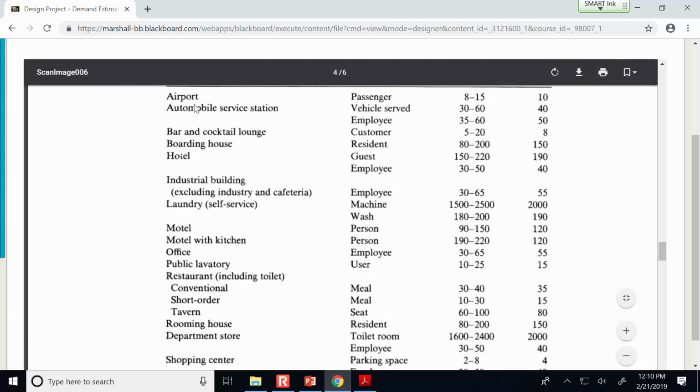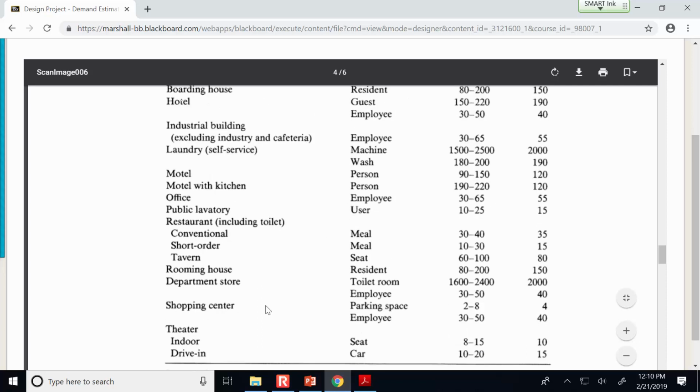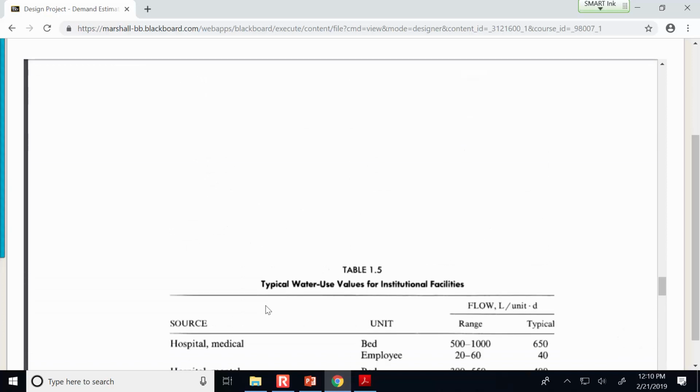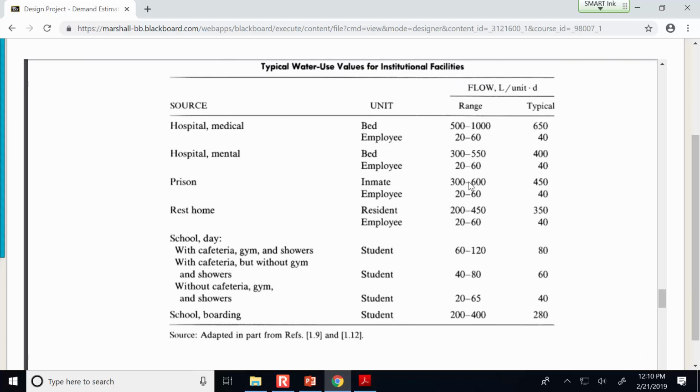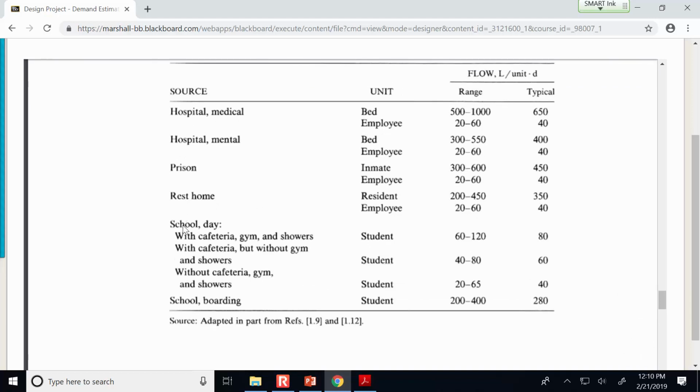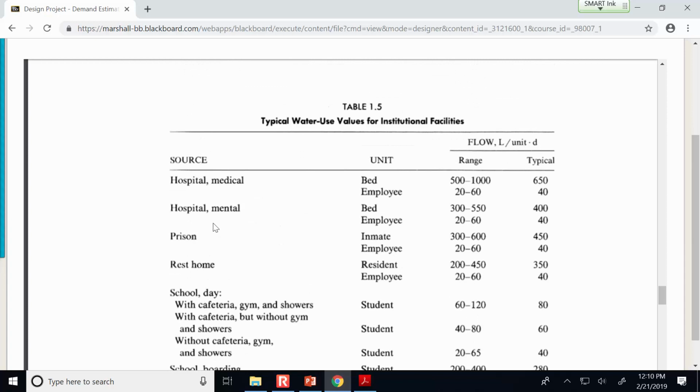Here are some different types of facilities, like airports, how much water is required on a per passenger basis, a motel on a per person basis, a shopping center, hospitals, prisons. It's funny that the prisons require so much water. I wouldn't have thought that. I've never been to prison.